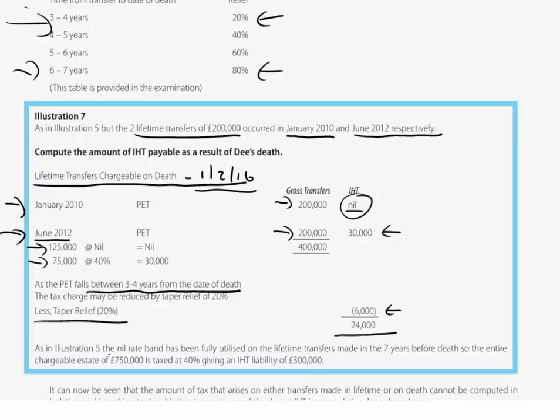As in illustration 5, the nil rate band has of course been fully utilised on the lifetime transfers that took place within the 7 years before death. It means therefore that the entire chargeable estate of £750 is taxed at 40%, giving again an IHT liability of £300,000.